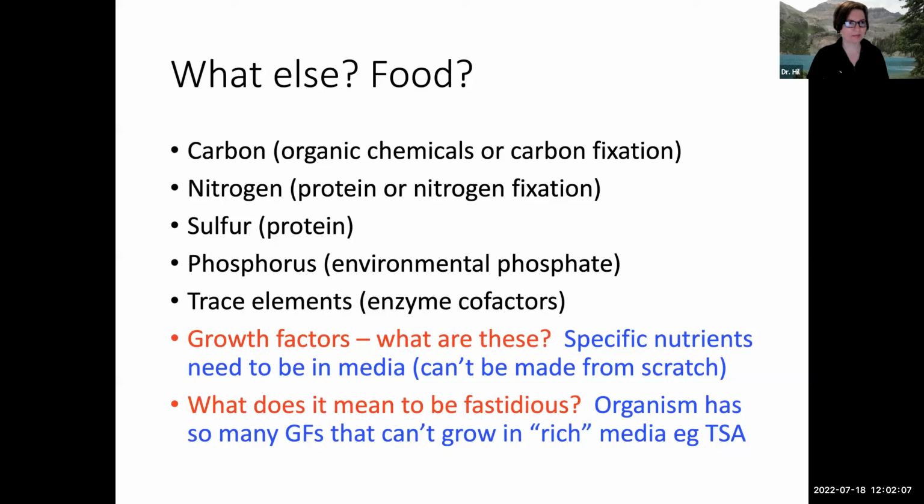Excellent. Healthy skepticism. The answer is probably no. There's bound to be something that you picked up that was alive or potentially could have grown, but TSA wasn't the right medium. The 37 degree wasn't the right temperature, or 25, whatever it was. The food that's in the TSA was not the right food. The salinity was off. Maybe it doesn't grow in oxygen, all those things.